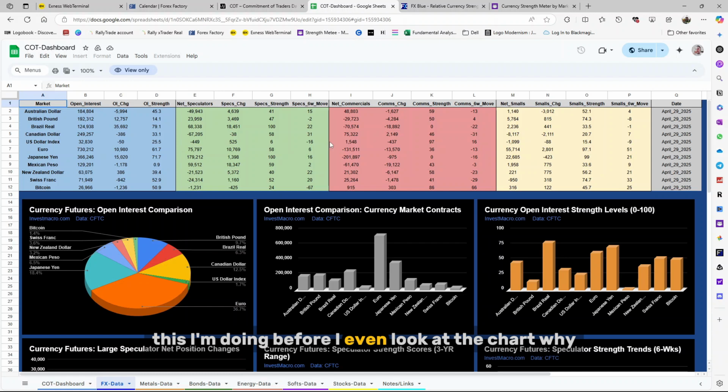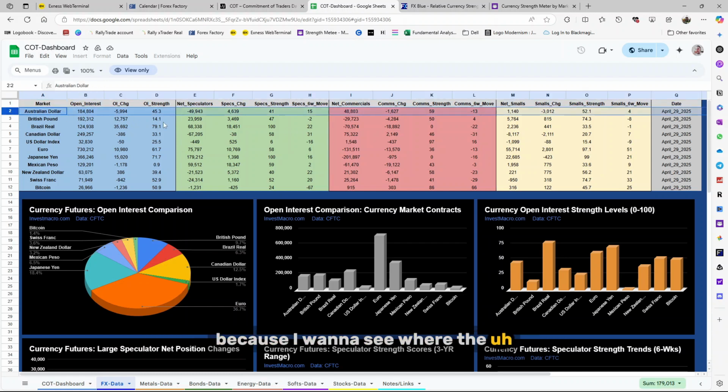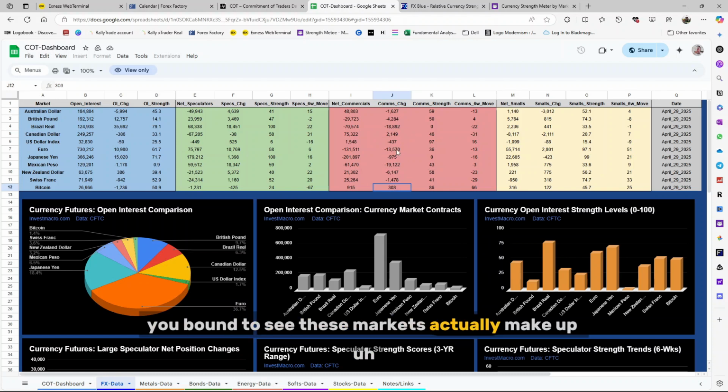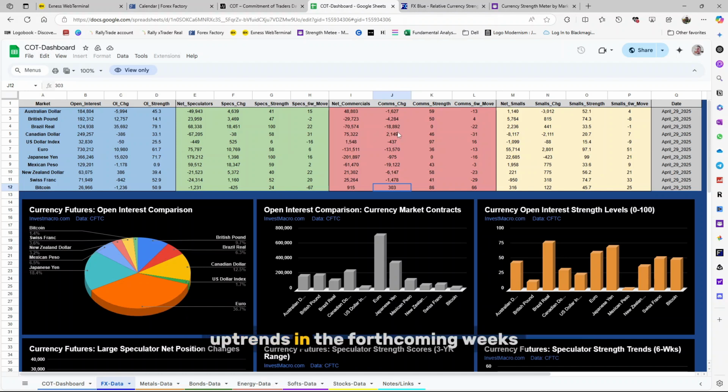This I'm doing before I even look at the chart. Why? Because I want to see where the commercial traders are placing their trades. I want to know where they are buying, where they are selling, and this is a short form of what is really happening. You can see that they are reducing a lot of positions in a lot of places compared to some other weeks where they were increasing positions, and the only places we are finding positives are in the Canadian dollar and in Bitcoin. So you're bound to see these markets make uptrends in the forthcoming weeks, unless these guys reverse their positions swiftly.